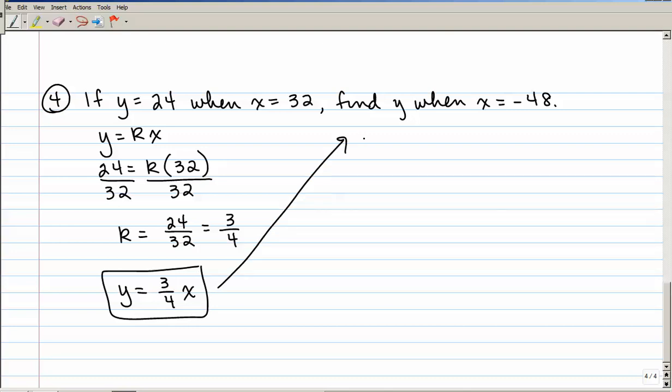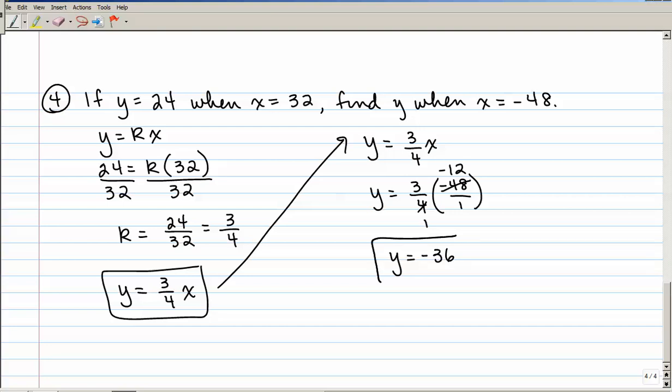Now we're going to use that equation to find y when x equals -48. So y equals 3/4 times -48 over 1. And doing a little bit of canceling here, y is equal to -36. And that's how you write a direct variation equation and solve a direct variation problem.